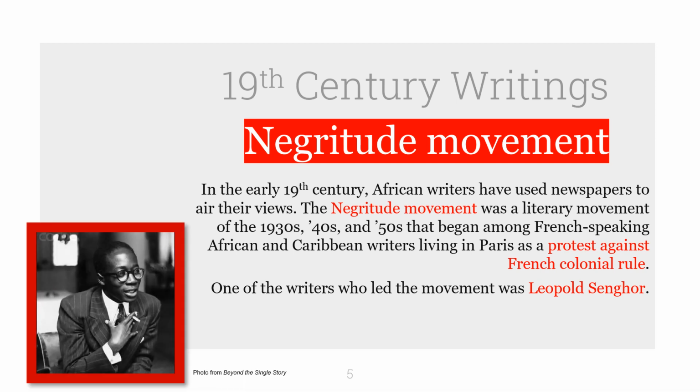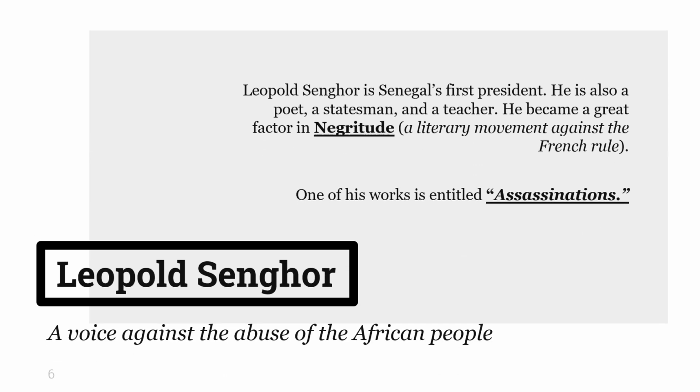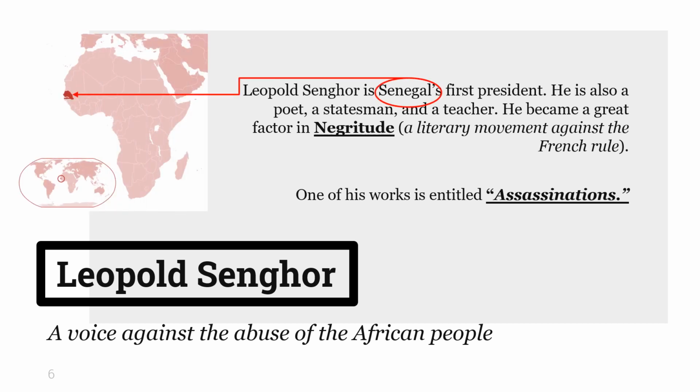And one of the writers who led the movement was Leopold Senghor. Now, who is this person? Now, Leopold Senghor was Senegal's first president. Senegal is located in West Africa and they were colonized by the French. And of course, there were a lot of abuses as well. He is also a poet, a statesman, and a teacher, and he became a great factor in negritude.